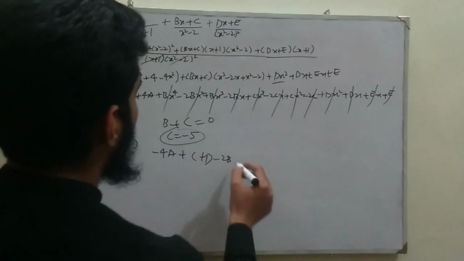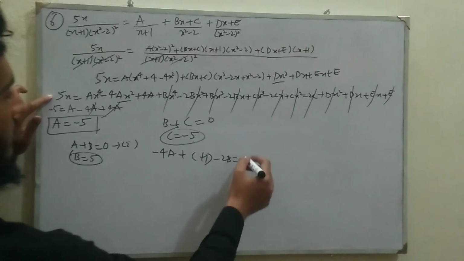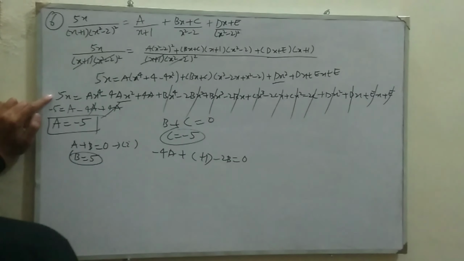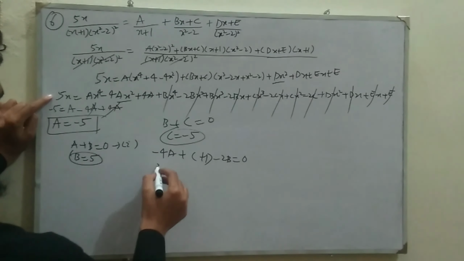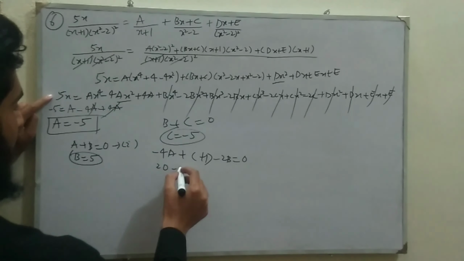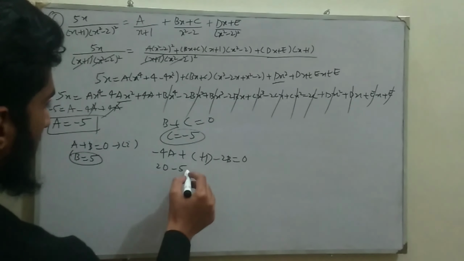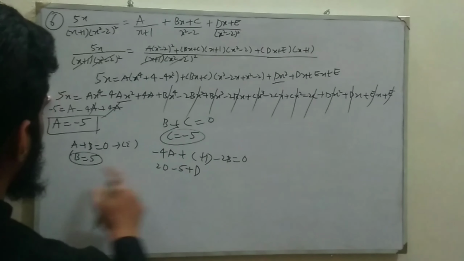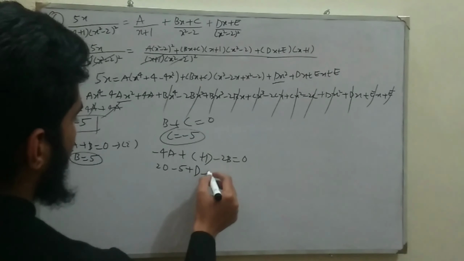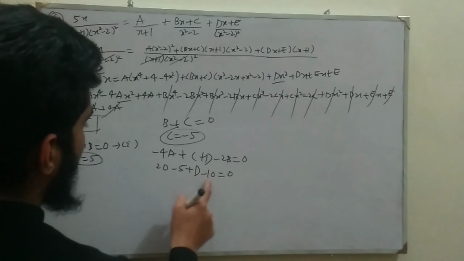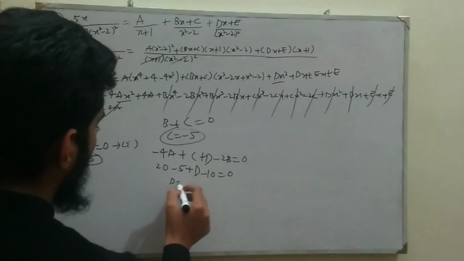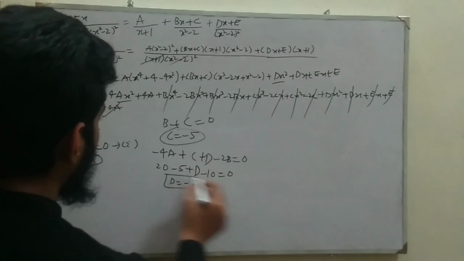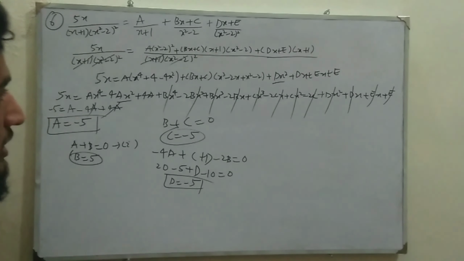So c plus d minus 2b is equal to 0, because on this side there is no coefficient of x square. Now for a, b, c in this equation, a is minus 5, so minus 5 multiplied by minus 4 gives us 20, plus c is minus 5, and plus d minus 2 times b, which is 5, so minus 2 multiplied by 5 gives us minus 10, is equal to 0. So 20 minus 5 minus 10 gives us just 5, so the value of d will be equal to minus 5. Now comparing the coefficient of a constant on both sides.